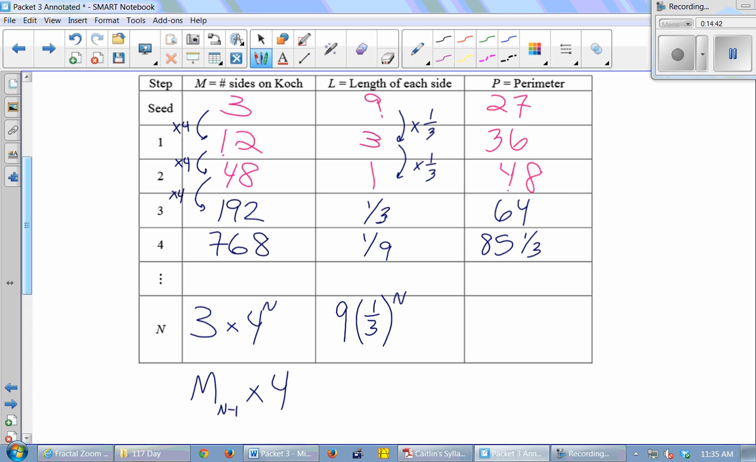So I start with a 9, right? That's my seed. And then I'm multiplying by a third over and over and over again. And repeated multiplication, you denote with an exponent. So this is 9 times a third times a third times a third, n times. All right, so my recursive rule, what would that be? Divided by 3 or times a third, whichever way you like to write it.